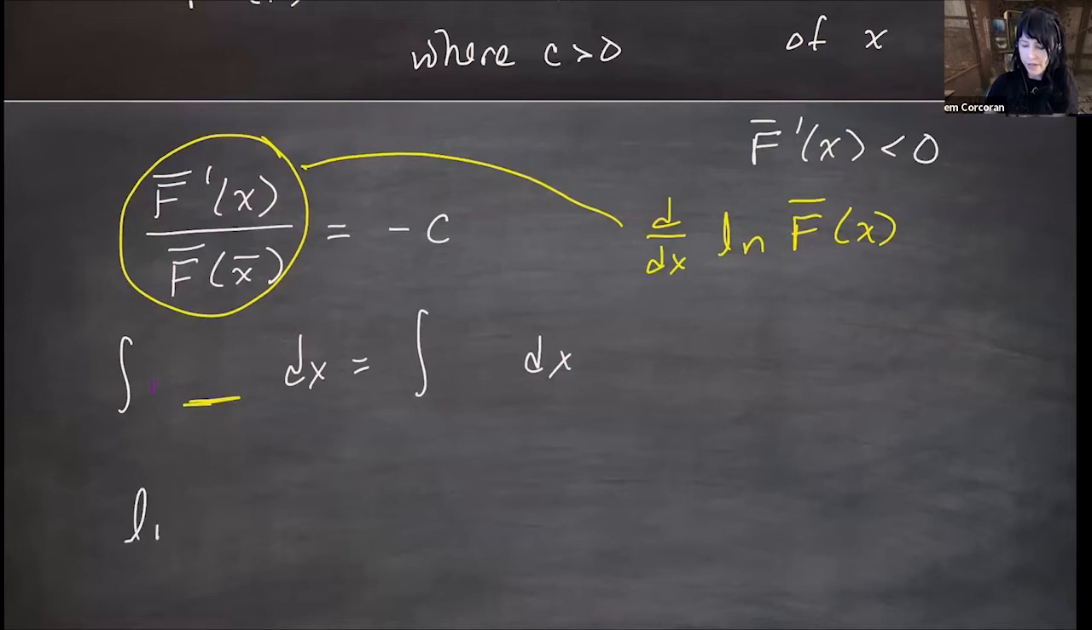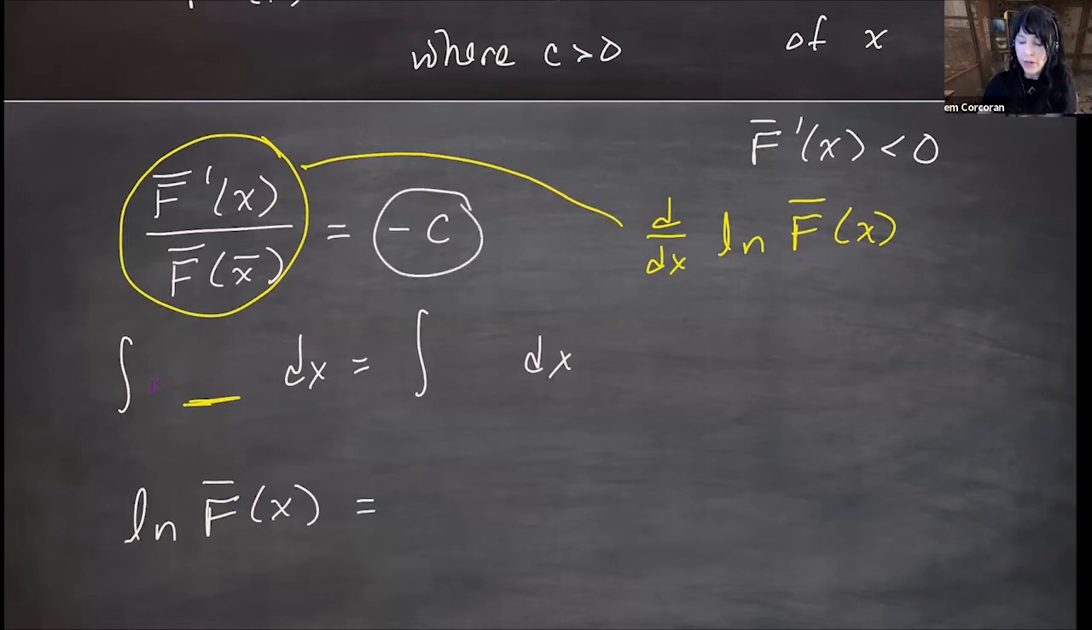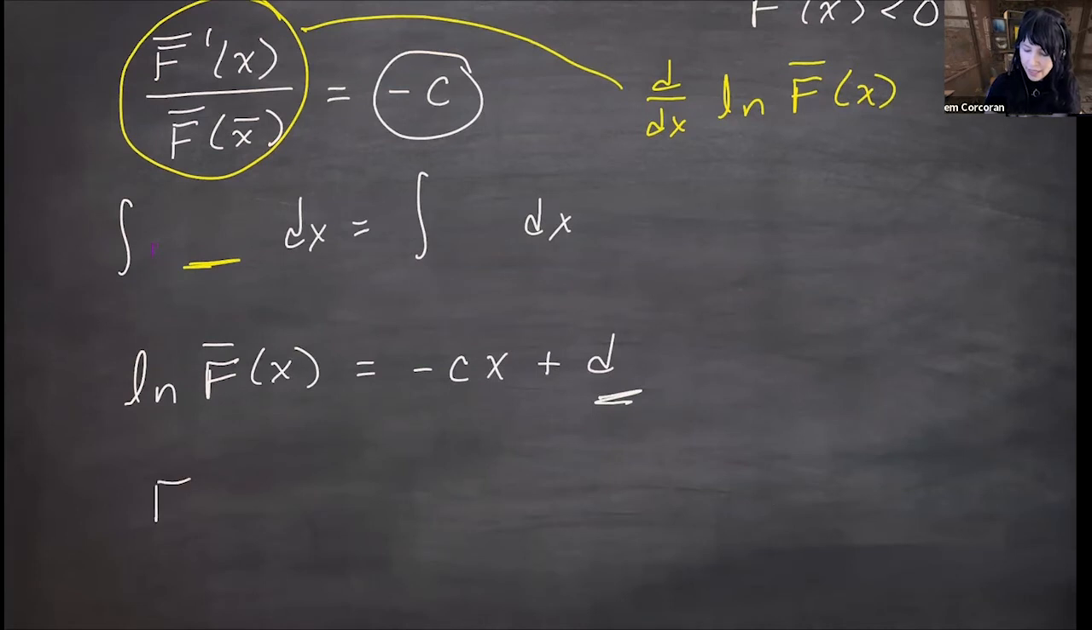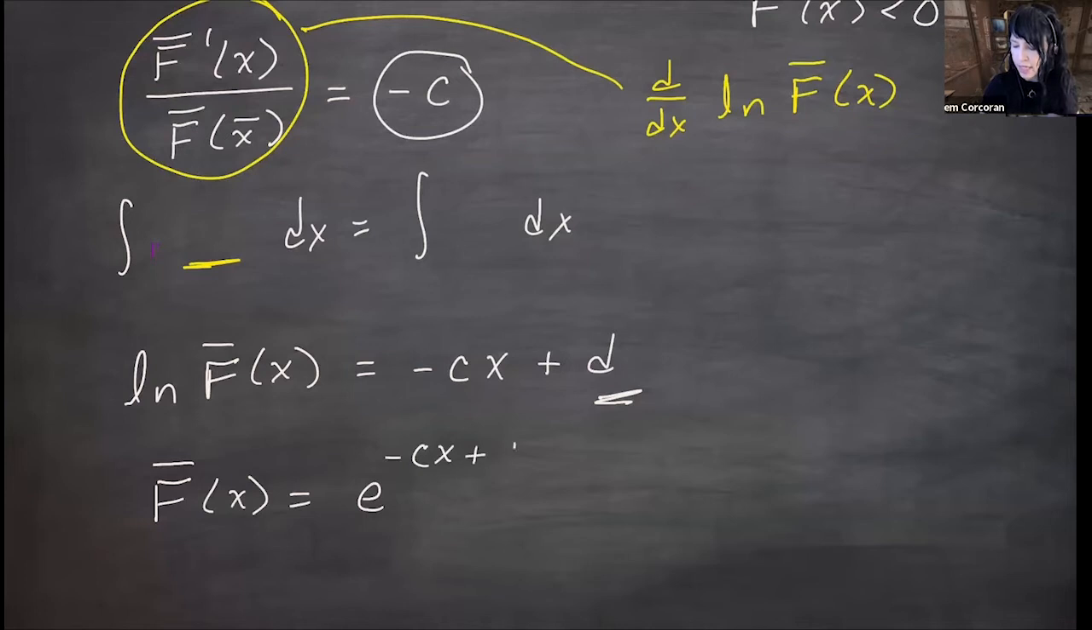So on the left side here, I have the log of F bar x plus a constant, but I'm going to wrap the constants into 1. On the right-hand side, if you integrate this with respect to x, and it's indefinite, you get negative C x plus another constant. So this is both of the constants wrapped together, rather than plus a constant on both sides. And finally, F bar x is going to be e to the negative Cx plus D. Now, if you factor that into e to the negative Cx times e to the D, then you have another constant that I'm going to call A.